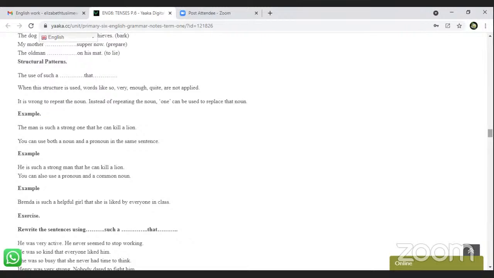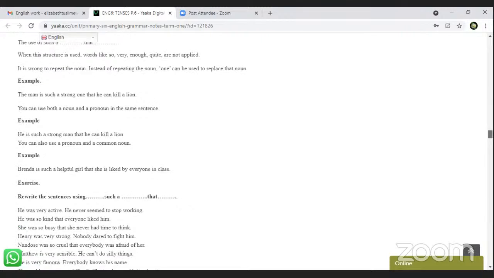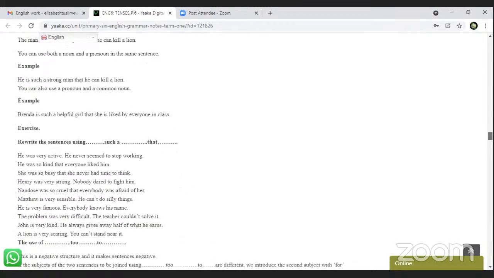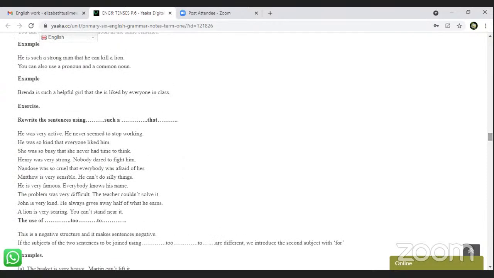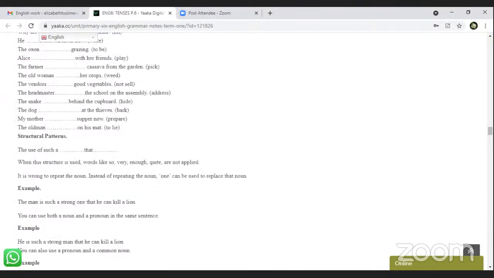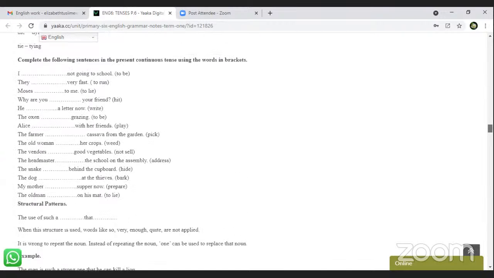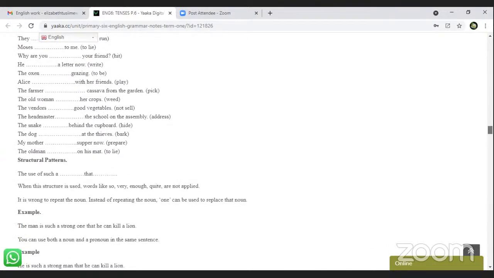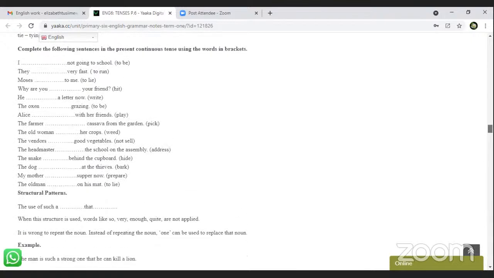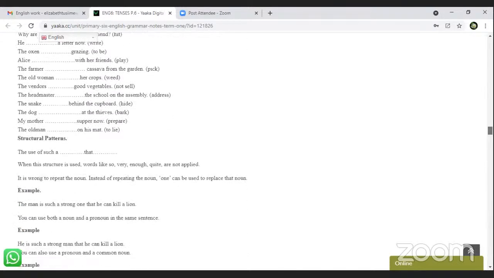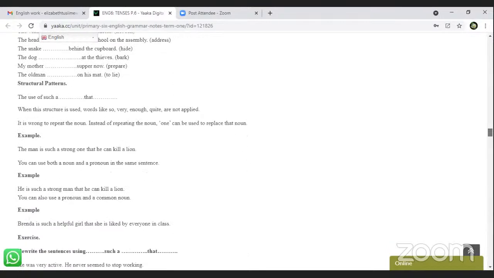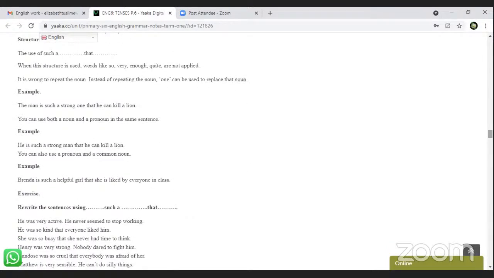Yes, go ahead. Scroll. So that's the work you're supposed to do. And then we have the other structure here, too. Too is another structure. We learn how to use it. Even here, it will help you a lot. You'll find examples from which you can practice. Let's scroll.